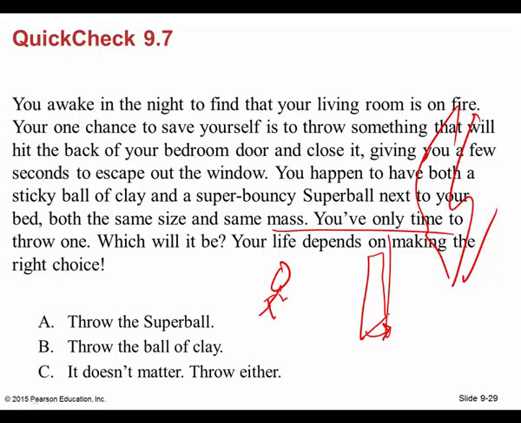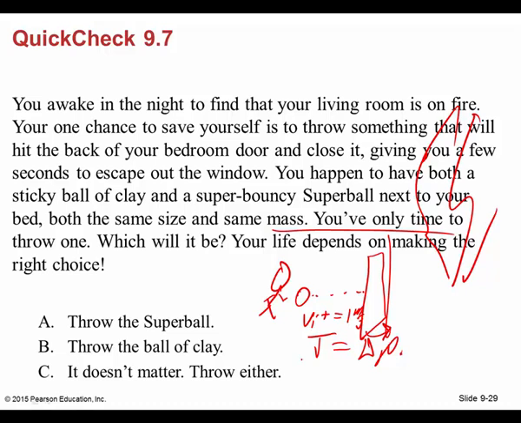Let's think about it. Impulse is what? J is equal to delta P. If we're going to throw the ball, it's going to hit the door. The initial velocity we're going to make positive. If we throw the clay ball, let's just say we throw it with a velocity of 1 meter per second, and it's positive.